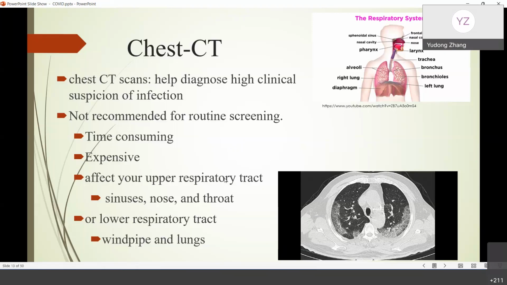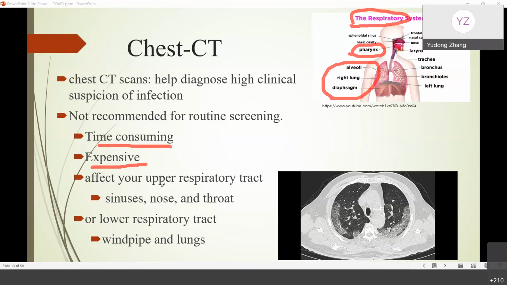And this is the respiratory system. You can think of the virus as first infecting the pharynx, and then the virus will go down to the lungs. So the chest CT can definitely help you to make a diagnosis. But please be aware, the chest CT is not recommended for routine screening, because it is time consuming and expensive.